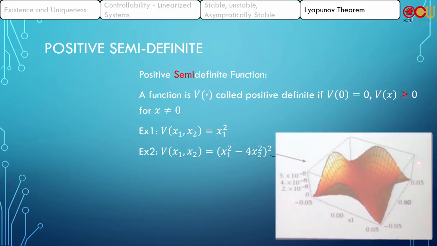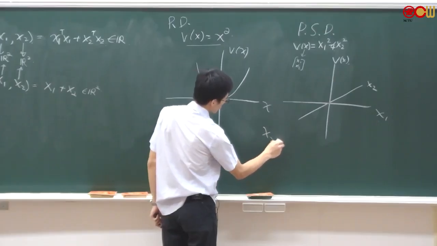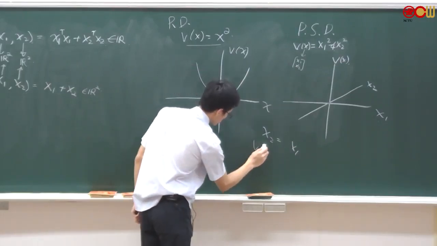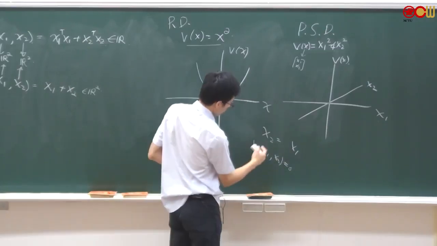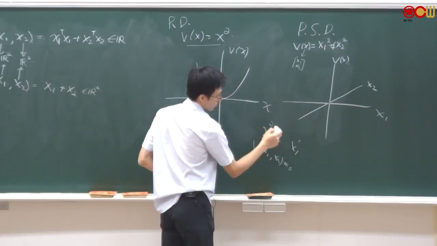0, this is x1, x2, and z direction is the v function. So at the origin is 0, 0. Any other location that could be 0 for v value? Yes, on this axis and this axis, right? Whenever your x2 equal to x1, this v will be 0. x1 could be 1, x2 will be 2, so it's not 0.